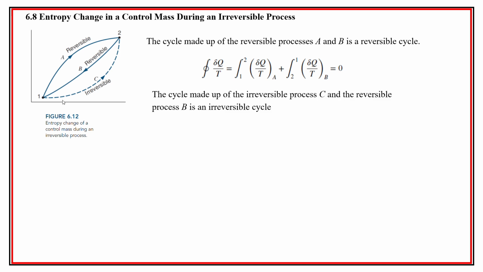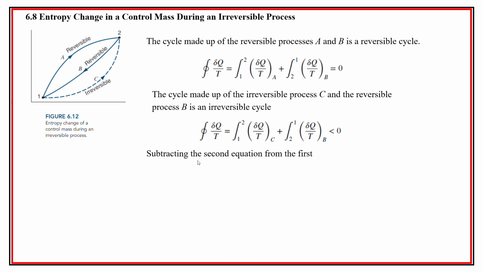But now let's add into the mix an irreversible path that's going between 1 and 2, and then compare it with B. So let's say that we went up from 1 to 2 via C, but came back in B. When we do that, we find that we actually have less than 0, right? So that does not equal 0 because we have irreversibilities taking place.